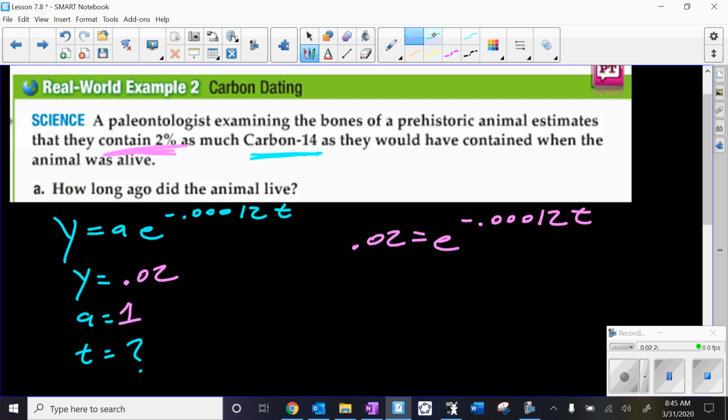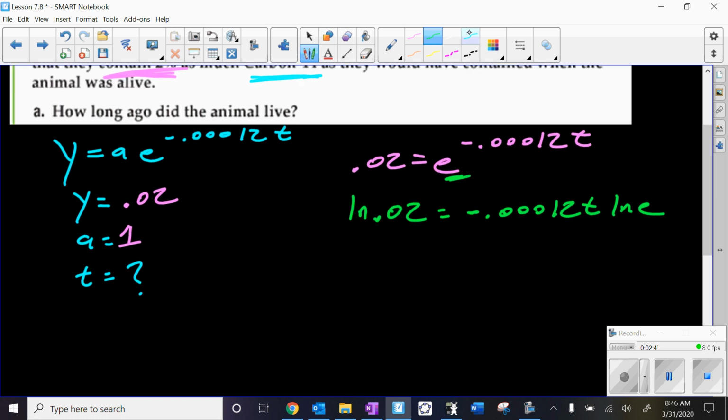To get the exponent down, we're going to take a natural log on both sides since I'm dealing with a base of e. So natural log of 0.02 equals negative 0.00012 t natural log of e. Remember, the natural log of e is just 1. You can plug it in, check if you still need to. That means I'm going to divide both sides by this rate. So I get natural log of 0.02 divided by negative 0.00012 equals my time t.